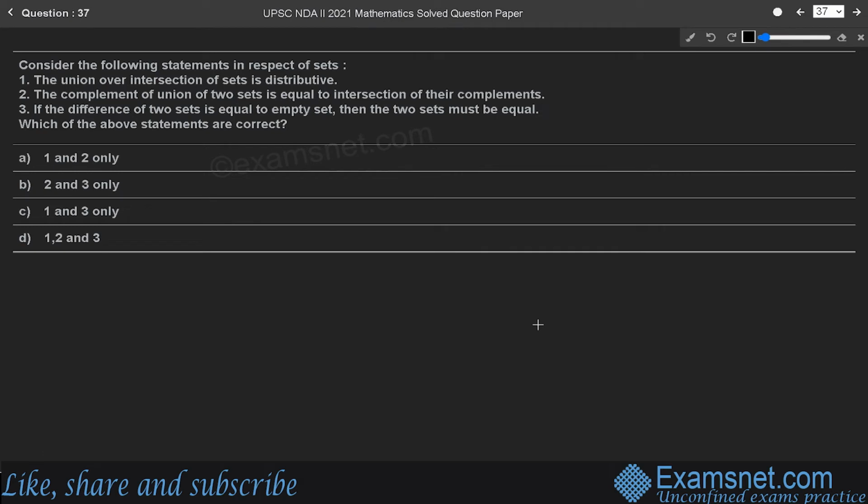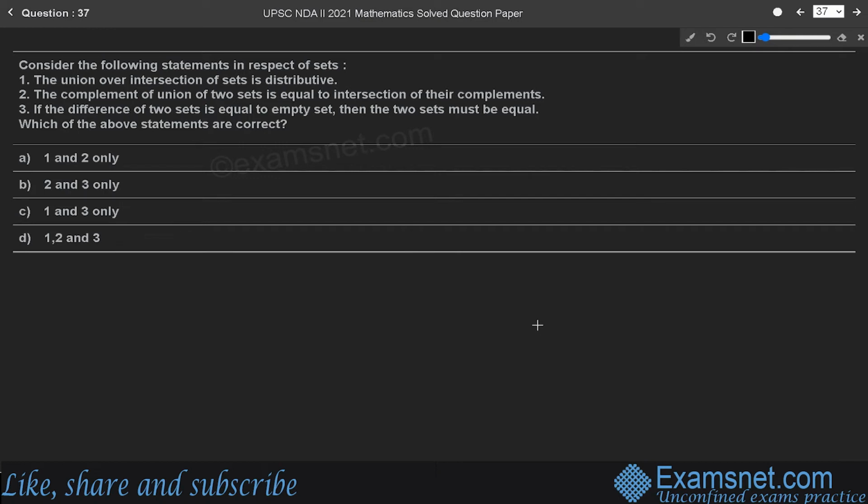Next question is, consider the following statements in respect of sets. First statement is the union over intersection of sets is distributive. Second statement is the complement of union of two sets is equal to intersection of their complements. And the third statement is, if the difference of two sets is equal to empty set, then the two sets must be equal. We have to find which of the statements are correct. So first let us make the diagram according to the given statements.